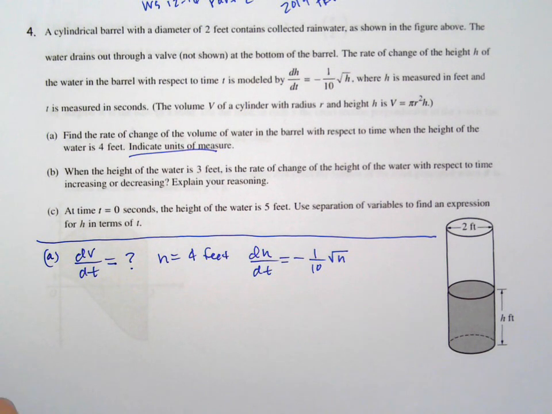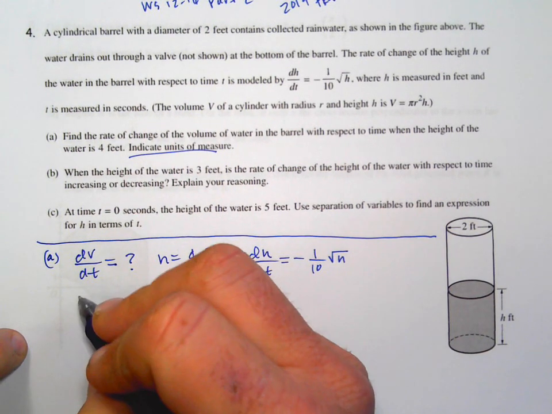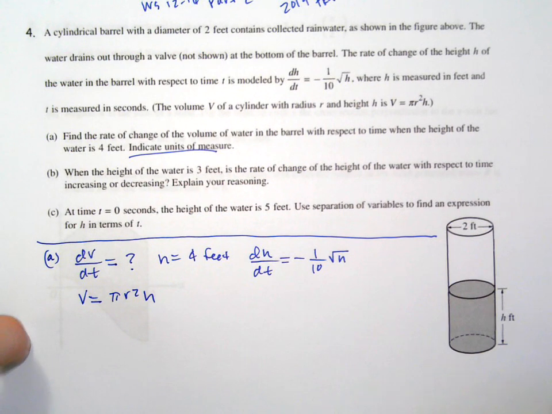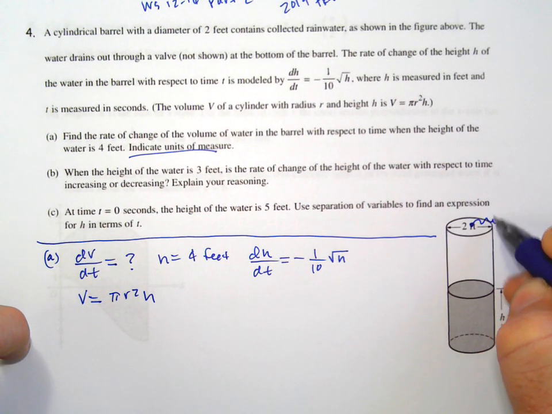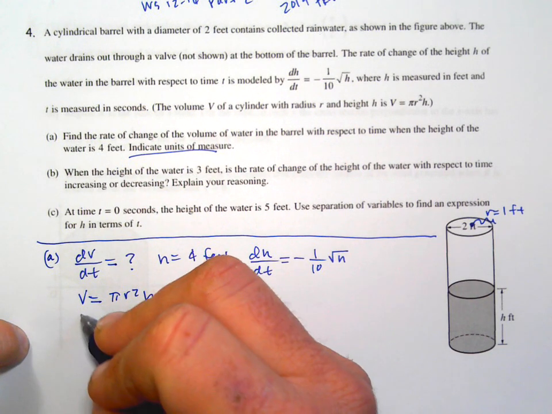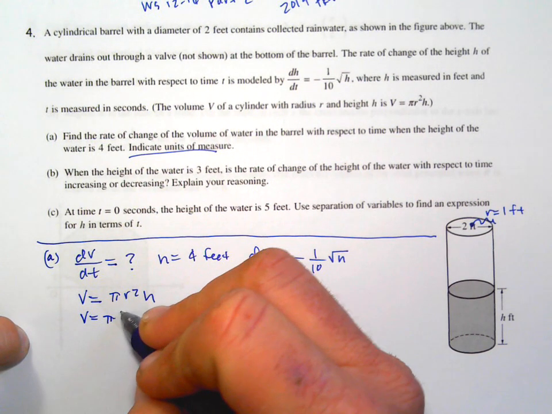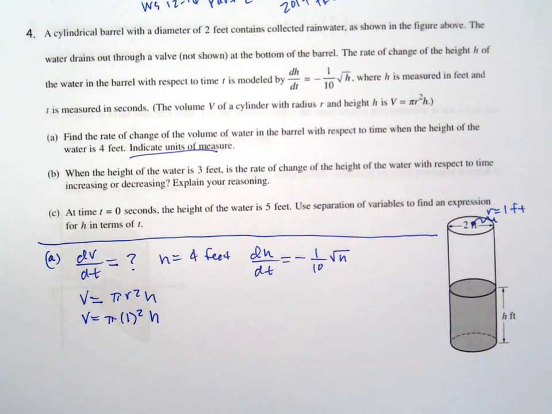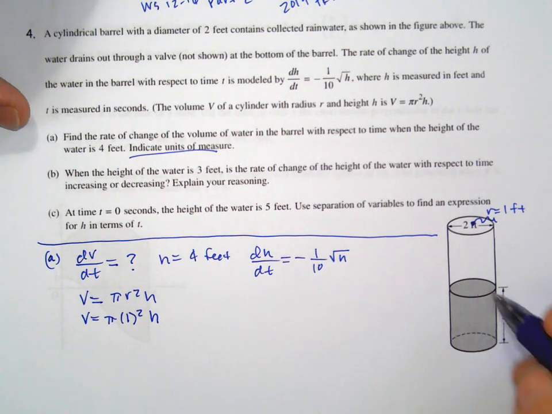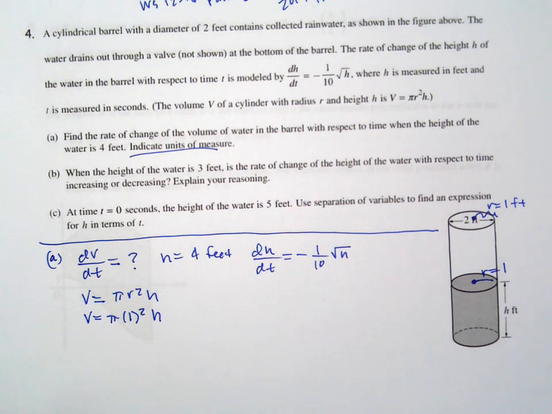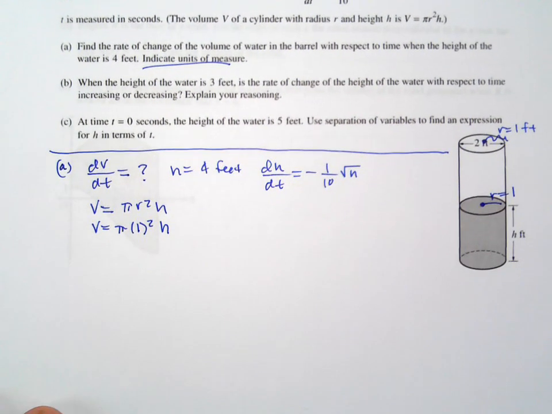So I think this is the related rates part of the problem because we have volume equals pi r squared h. Now, the radius of the barrel is always 1 foot, so it would be very helpful to plug that in right now for the radius, so that when we take our derivative, it doesn't have to be this ugly product rule. Okay, so that's going to save you some pain.